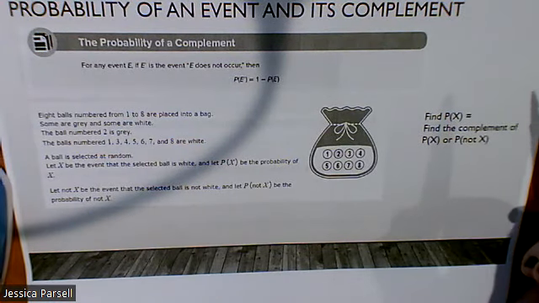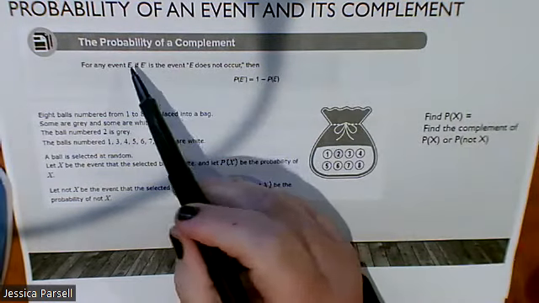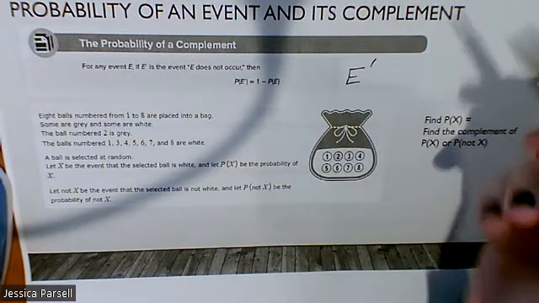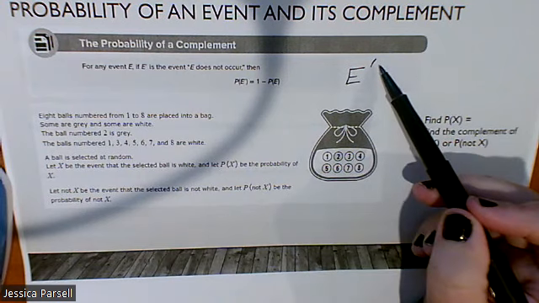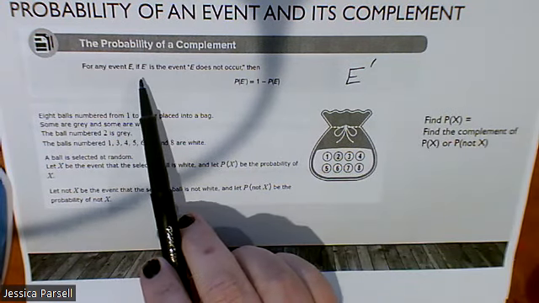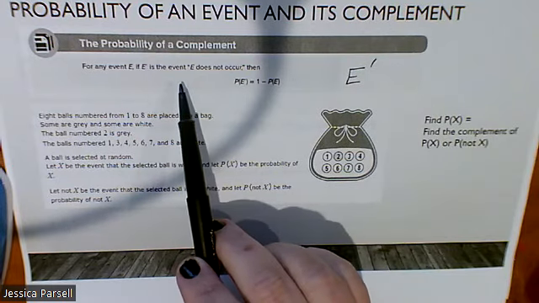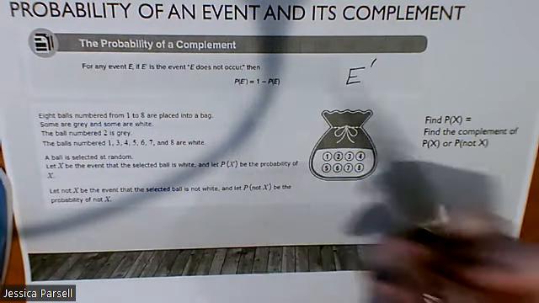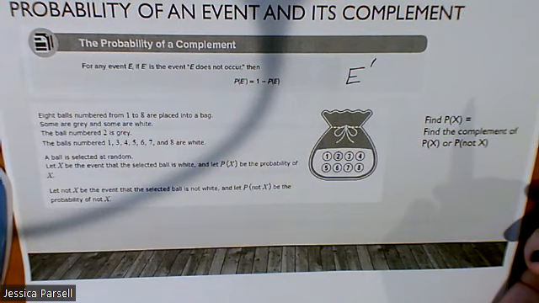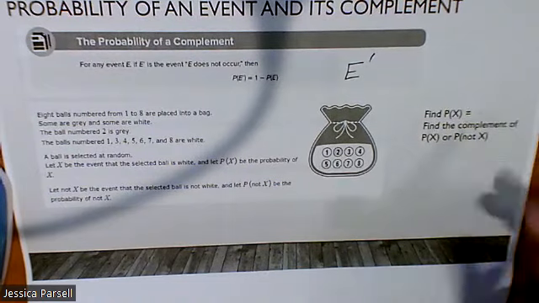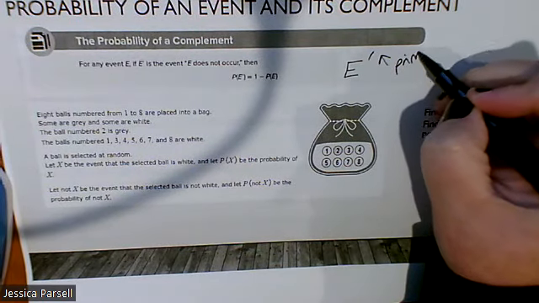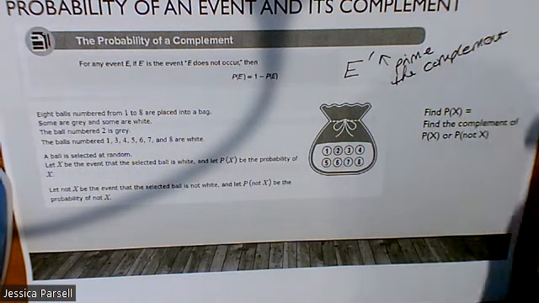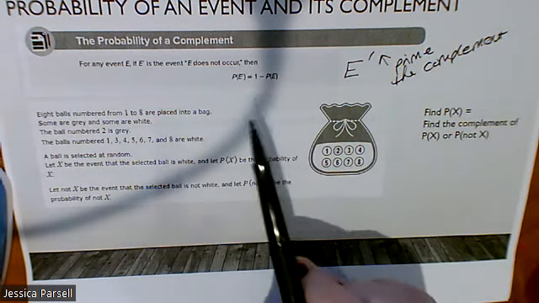Okay, so let's go a little further. Probability of an event and its complement. So what does complement mean? For any event E, if you see E with a little ticker mark, that means the complement. So for any event E, if E with a ticker mark is the event E does not occur, then the probability of the complement of E is equal to 1 minus the probability of E. Okay, so that's kind of a lot to digest here. Sometimes we call this prime. Sometimes we call it the complement. So let's see if maybe working through a problem will help you with this definition.